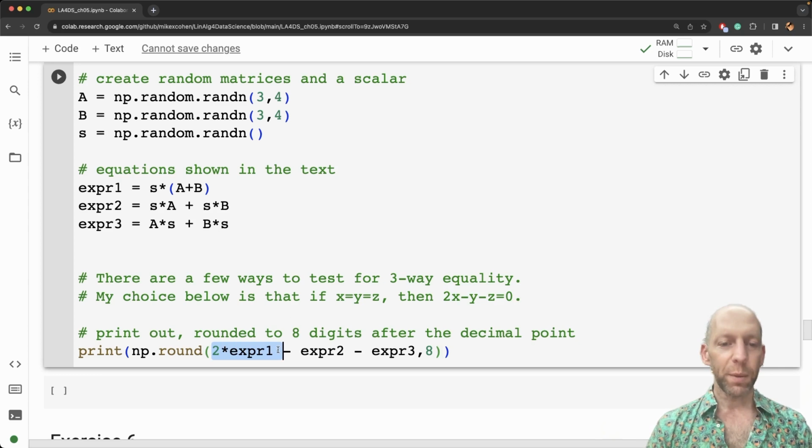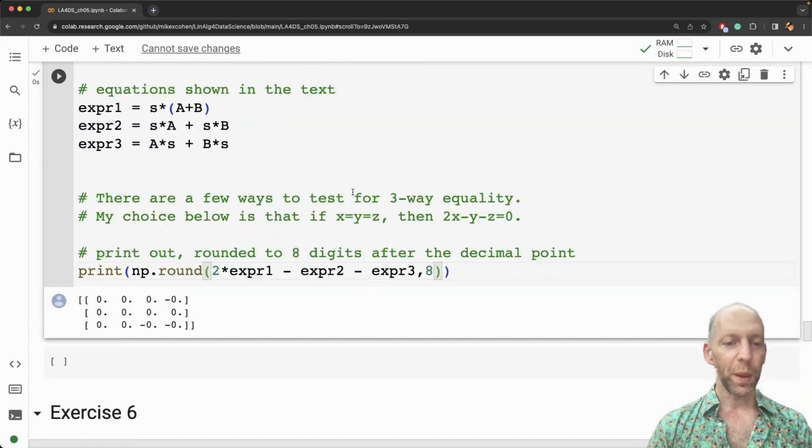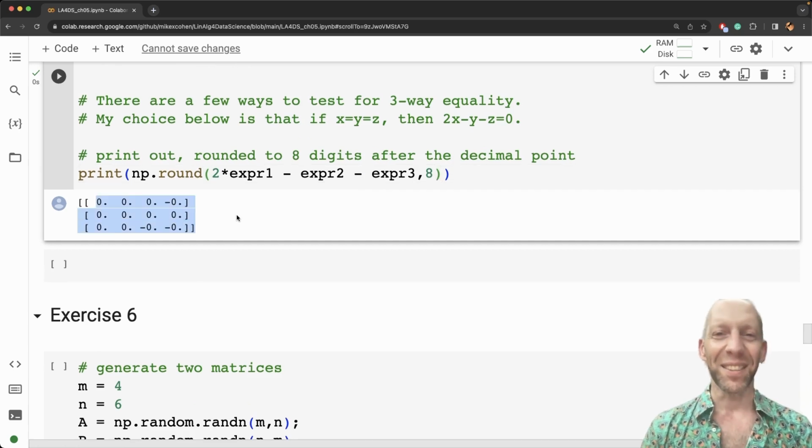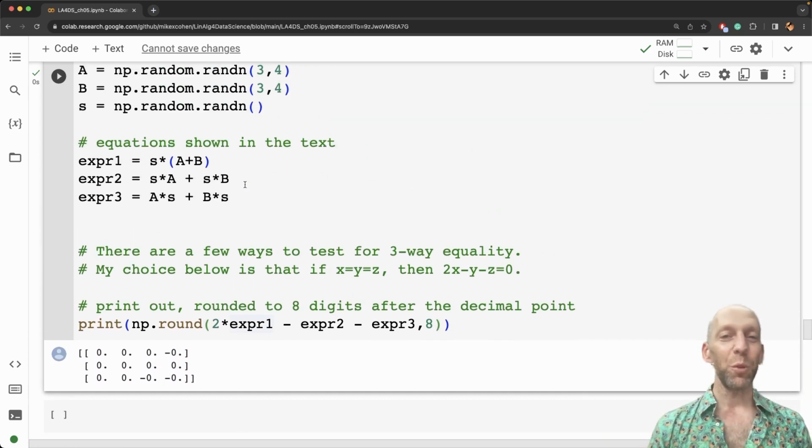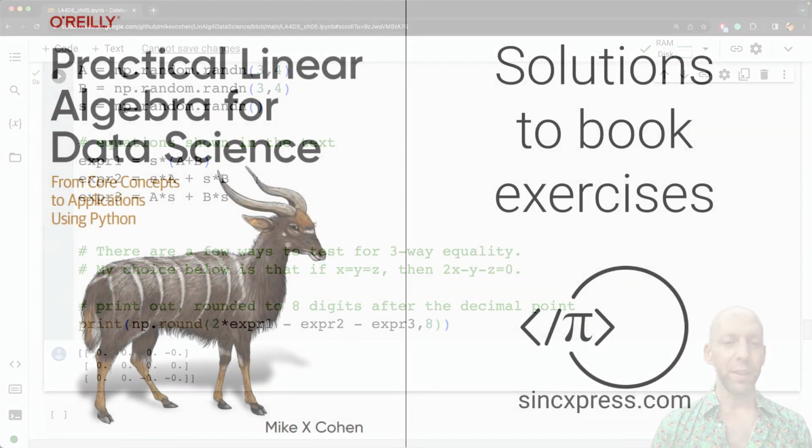So 2 times expression 1 minus expression 2 minus expression 3. If these are all equal to each other, then the result should be just lots and lots of zeros. And we get lots and lots of zeros. So this is not a proof. This is an empirical demonstration, which will help you improve your math, linear algebra coding skills, and also help you develop intuition for these kinds of operations.